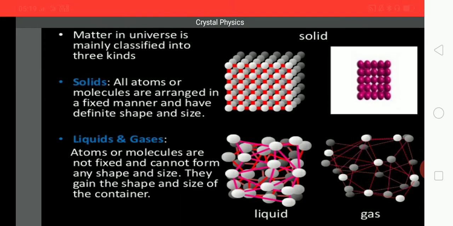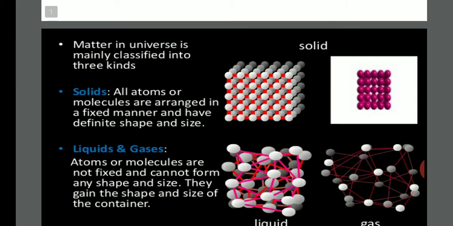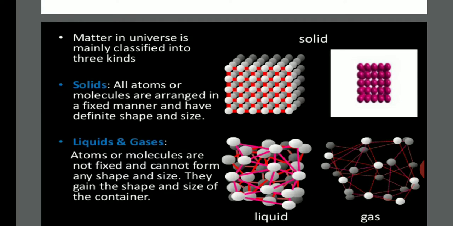So we have to know that matter in the universe is mainly classified into three kinds: solids, liquids and gases. First of all, you have to know what you mean by solids. When all atoms or molecules are arranged in a fixed manner and have a definite shape and size, it is called a solid.